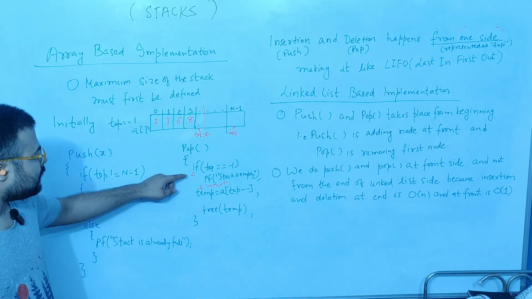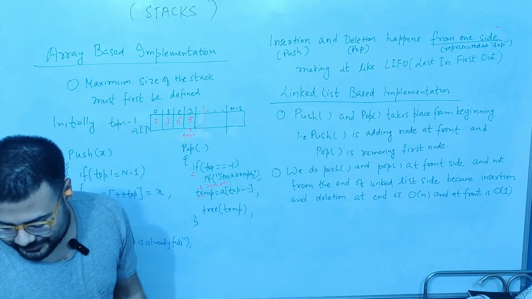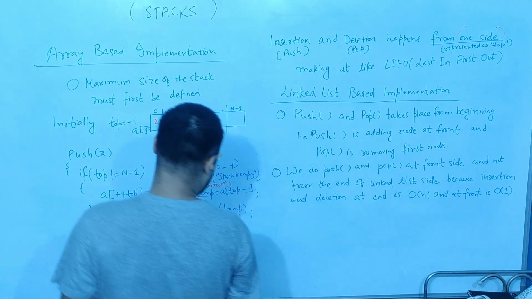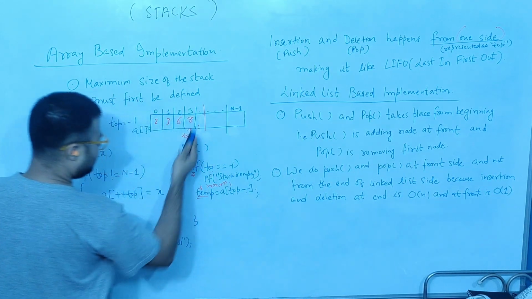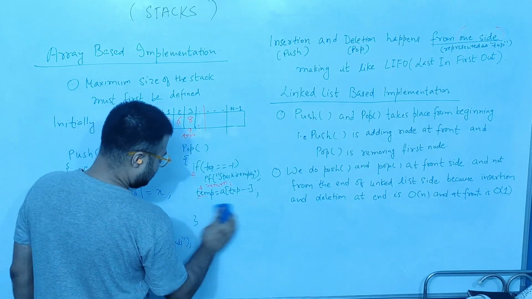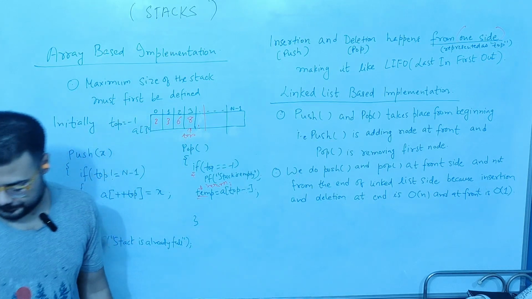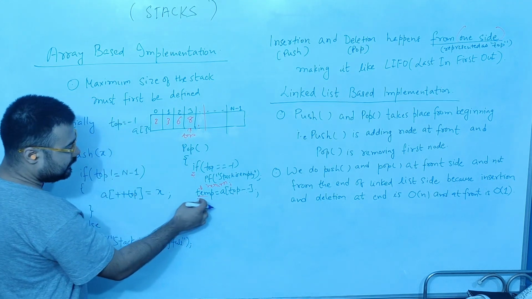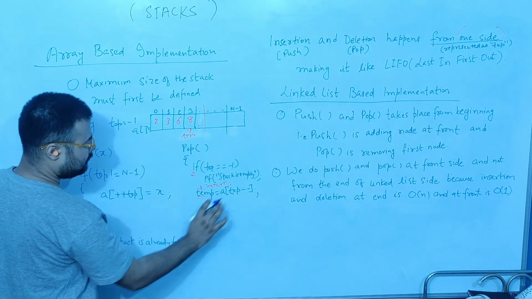Sorry, this free temp should not be here, it should be on the linked list side, because this is not a node. Temp is not a node. Temp is a cell in the array. So in your temp you get the value of the topmost element, and then that's it.